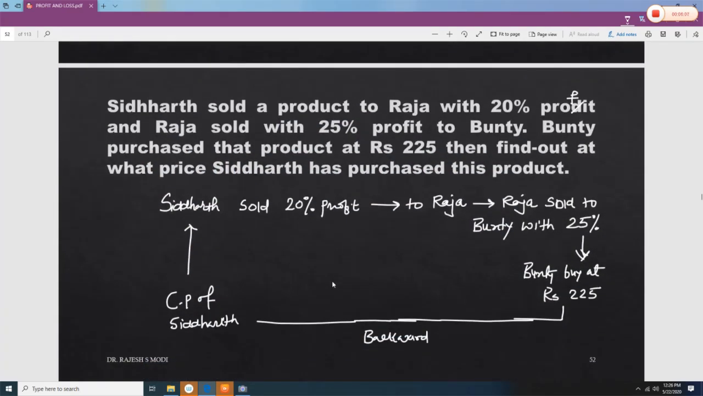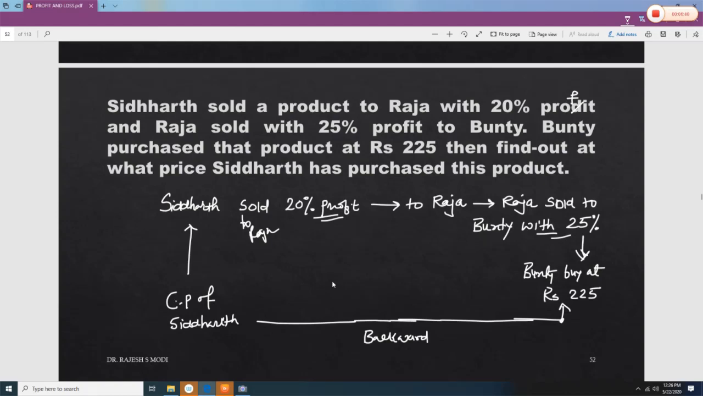Siddharth sold a product to Raja with 20% profit, and Raja sold it with 25% profit to Bunty. Bunty purchased that product at rupees 225. Then find out at what price Siddharth had purchased this product. Siddharth sold to Raja at 20% profit, and Raja sold to Bunty at 25% profit, and Bunty purchased at 225. Now from this you have to calculate the CP of Siddharth.